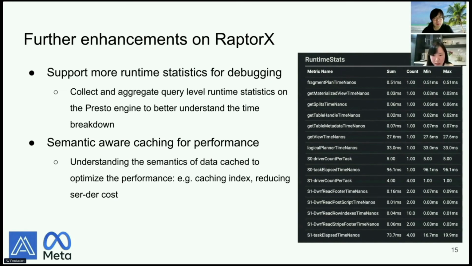The second one is the semantic aware caching, where instead of file level understanding, the cache would be smarter and understand the semantic meaning of each request. But this project is still being worked on, so stay tuned.